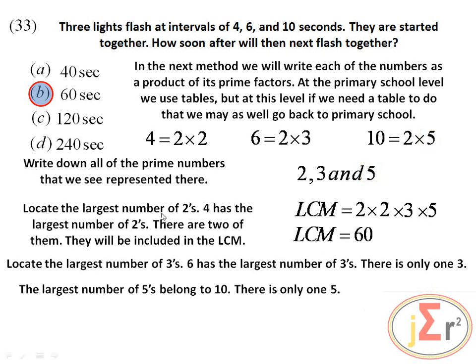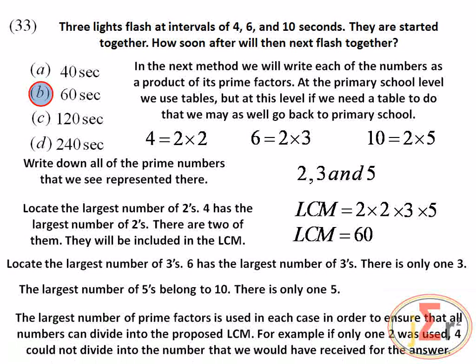And the LCM is like what we have calculated before. 2 multiplied by 2 multiplied by 3 multiplied by 5. And that is equal to 60. The largest number of prime factors is used in each case in order to ensure that all numbers can divide into the proposed LCM.